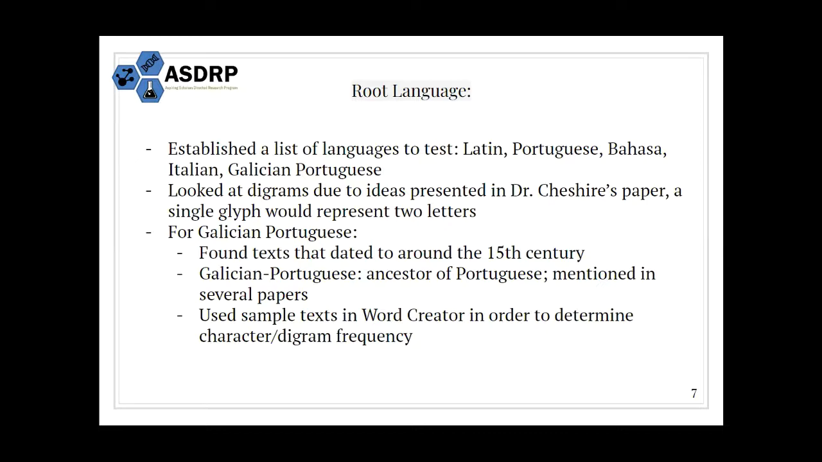So the term digram refers to 2 successive letters, and we decided to look at digrams since Dr. Cheshire suggested in one of his papers that Voynich is a pronunciational writing system. For Galician Portuguese, we found text that dated to around the 15th century, since that is when carbon dating places the Voynich manuscript. Galician Portuguese is an ancestor of Portuguese and is different enough from Portuguese that it requires its own frequency analysis, and it was mentioned several times in papers. We then put the sample text through Word Creator to determine the character and digram frequencies.